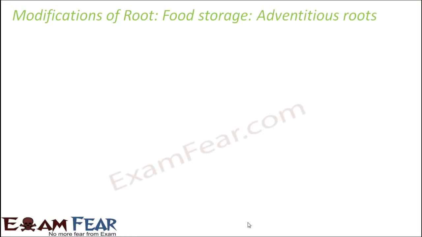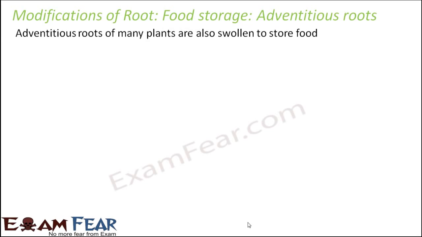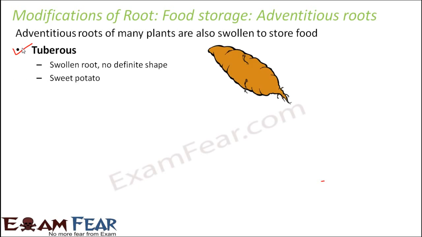Now let us look at how the adventitious roots are modified to store food. Adventitious roots of many plants are also swollen to store food. Okay, so let us look at some of the examples of adventitious roots. Now let us look at the different types of adventitious roots which are modified to store food. The first one is tuberous. This is a swollen root with no definite shape. So we do not have any fixed shape.